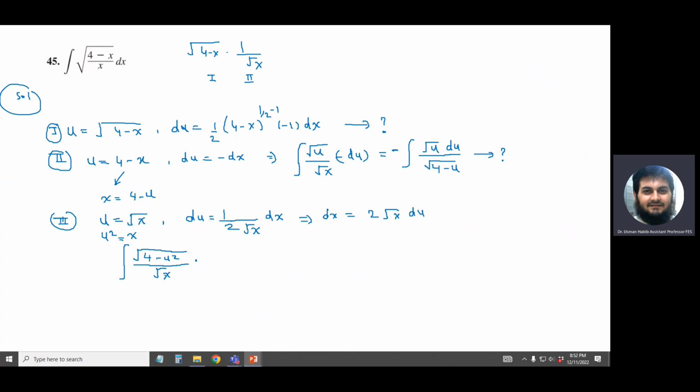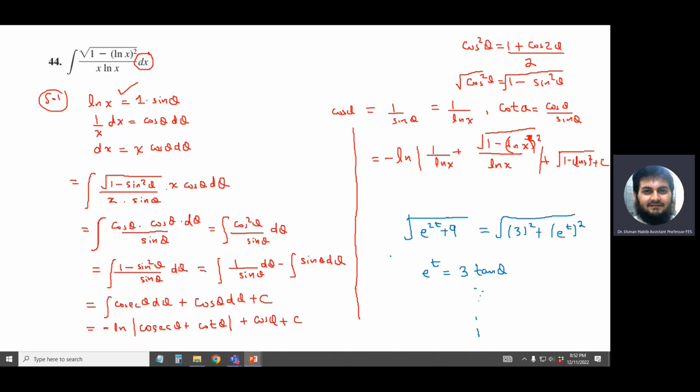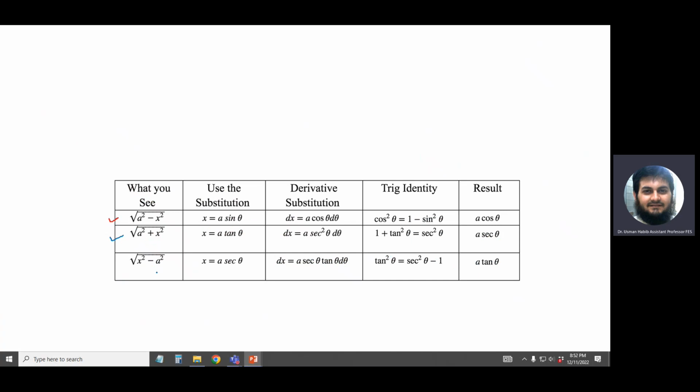We like this square root of x because it's going to cancel with the square root of x in the denominator, and things will become very simple for us. So this cancels with this one, and you get an integral of root 4 minus u square. 2 comes out as a constant, and then du. So this seems to work because look closely at this table, and we have the first case where we have a situation of the square root of a square minus x square, and we can just substitute x equals a sine of theta, but you have to get ready for dx because it's going to result in cos of theta, and then we will use the derivative identity.